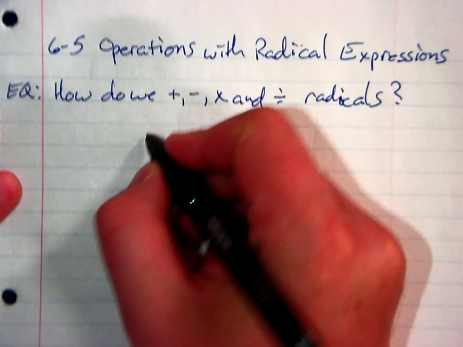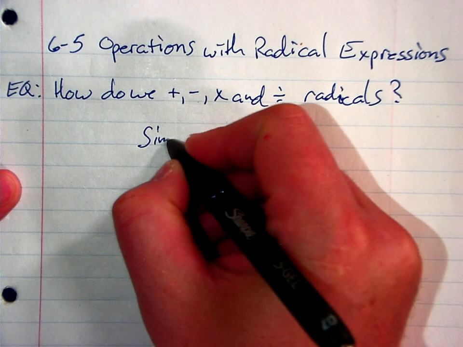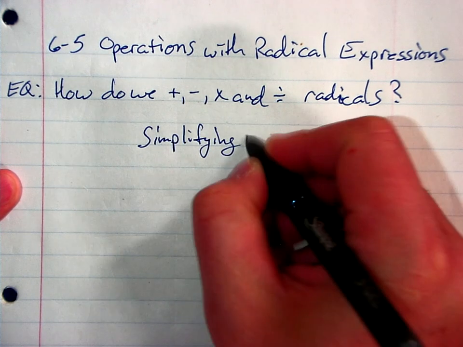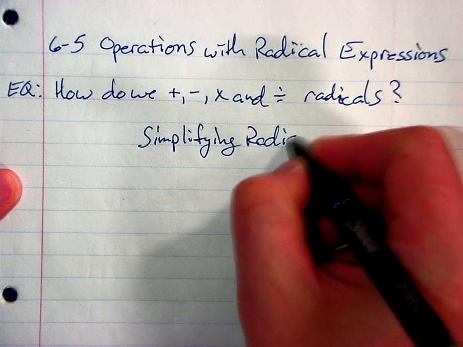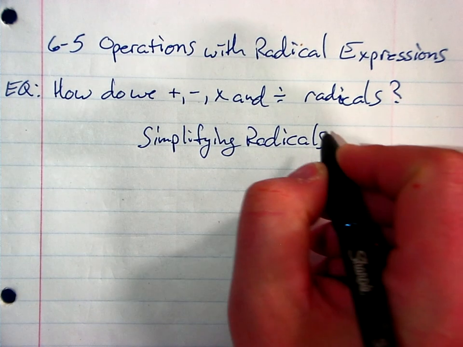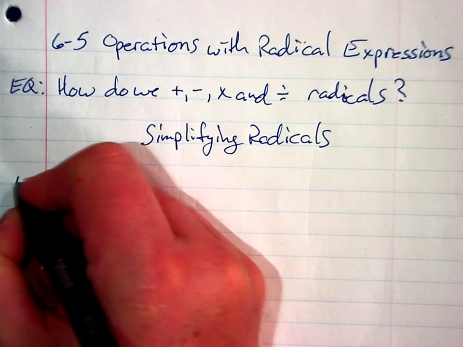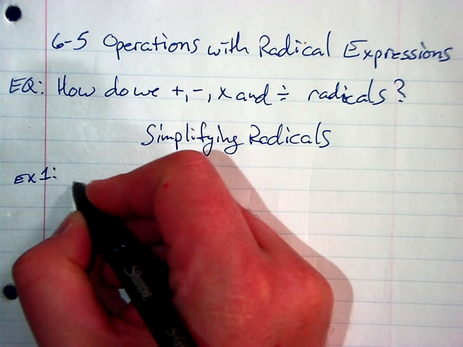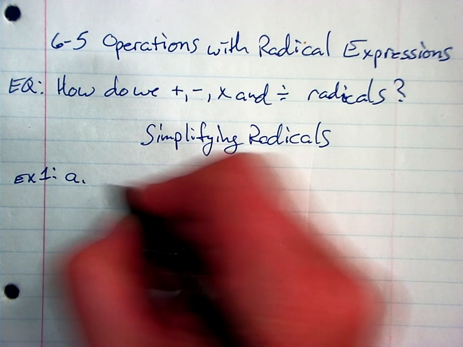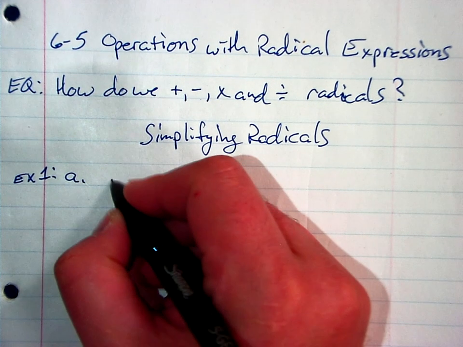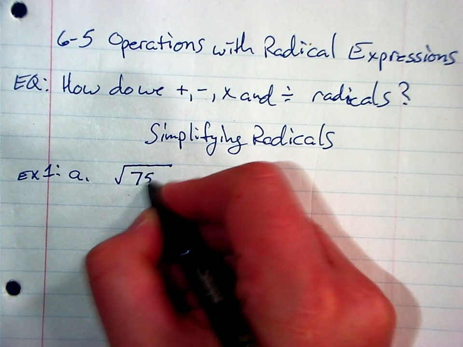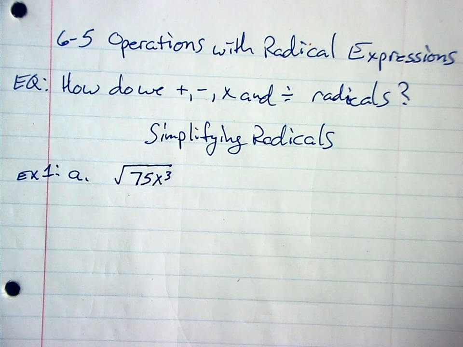All right, let's start off with simplifying radicals. Simplifying radicals. Example 1, letter A. That's an A, not a 9. Square root of 75x cubed.